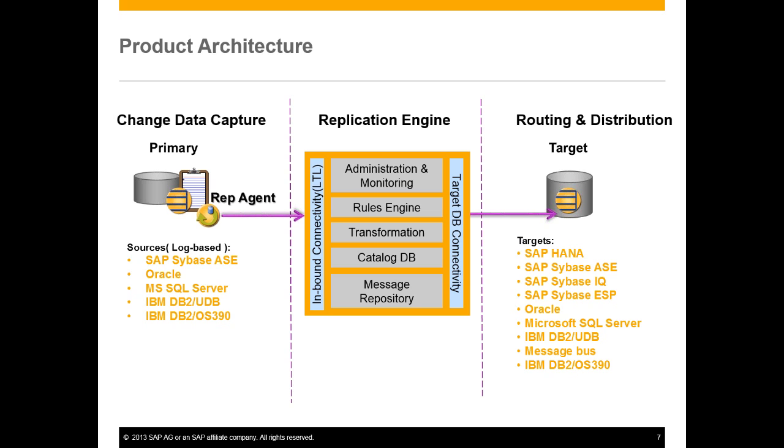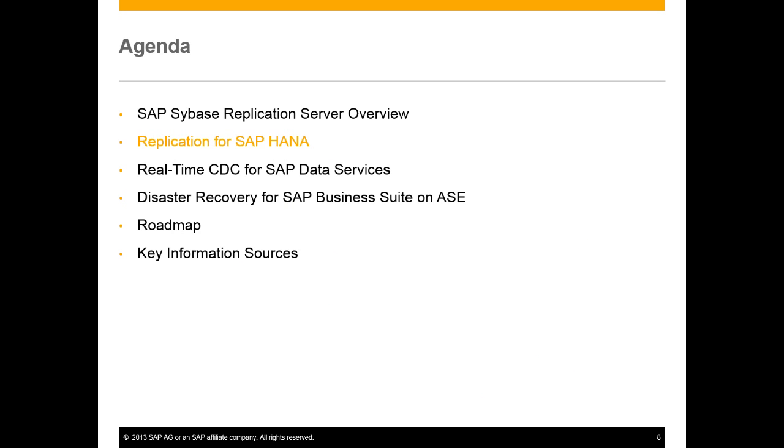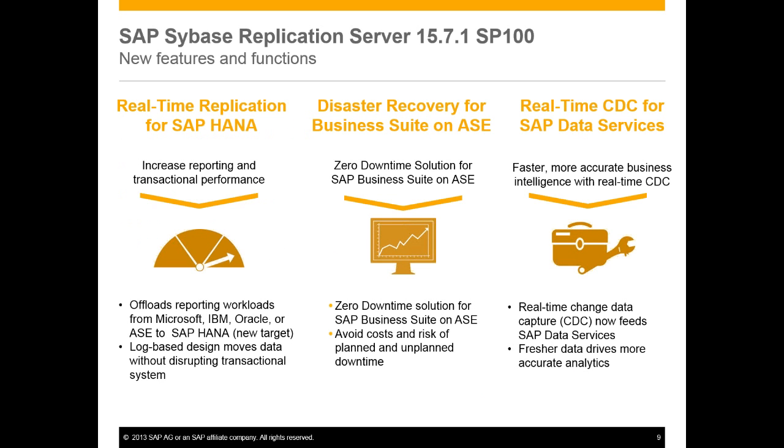So Peter, can we go to slide number 9, please? Slide number 9 gives you a very high-level overview of what's in this release. In this release, we have 3 new things, as I mentioned. The first one is the ability to replicate into SAP HANA in real time using Replication Server. Think about if you have any third-party databases, Oracle for example. We can provide log-based replication from Oracle into HANA in real time.